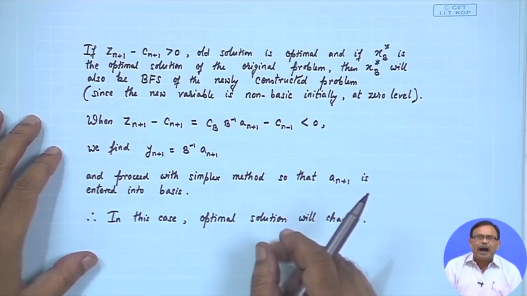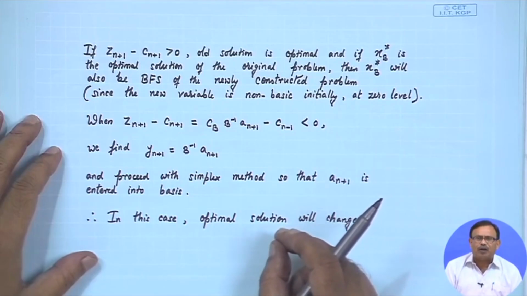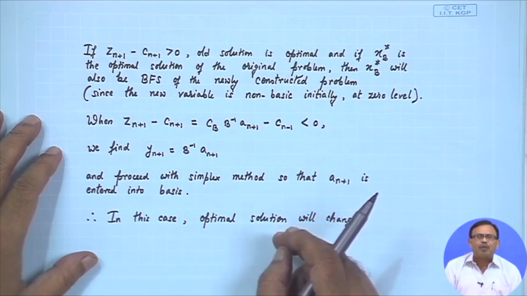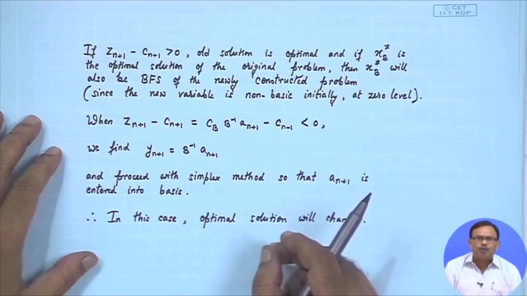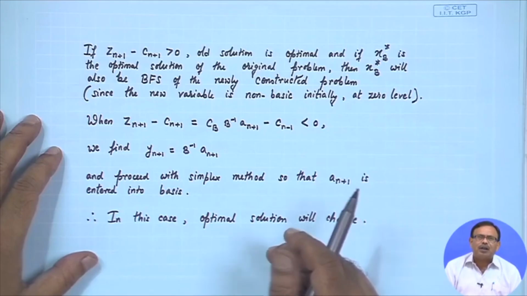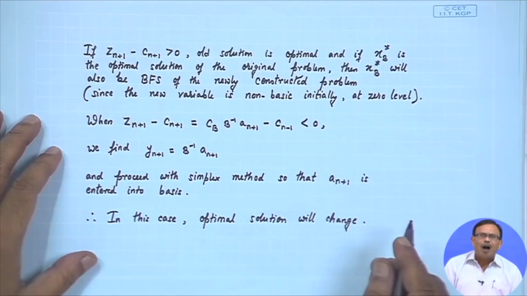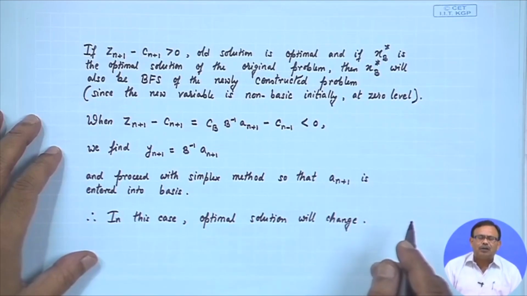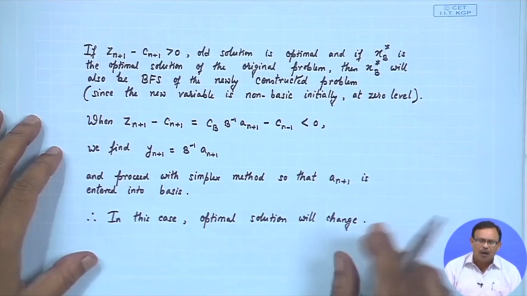So, if I have added a new variable x n plus 1, and the coefficient of the new variable x n plus 1 is C n plus 1, and if I find Zn plus 1 minus Cn plus 1 is greater than 0, then the optimal solution of the old problem will remain the optimal solution of the new problem. But if Zn plus 1 minus Cn plus 1 is less than 0, in that case I have to reformulate the problem, generate the new initial basic feasible solution, and use the simplex method to solve the problem.